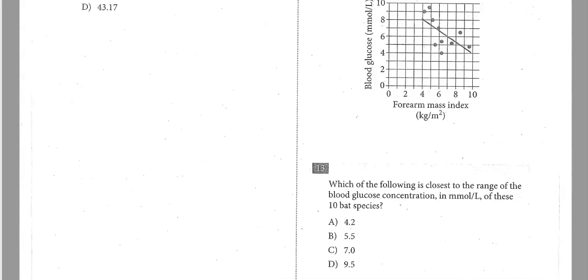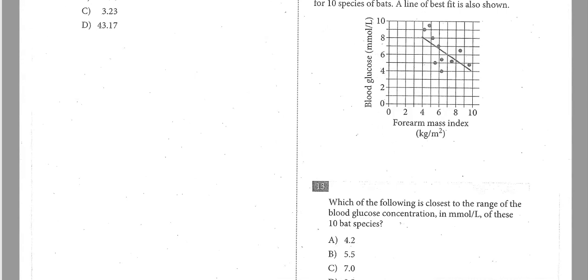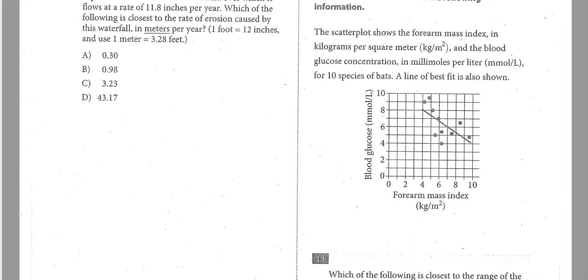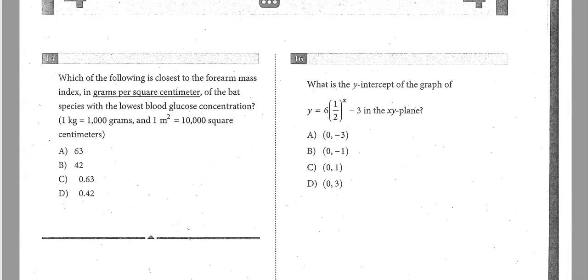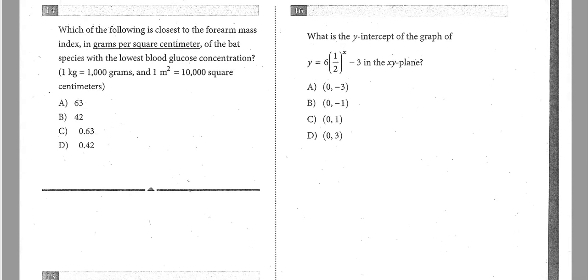So the lowest blood glucose would be this dude right here. 4 is the lowest blood glucose, and the forearm mass is 6. So we go down here, and that was 6 kg per m squared. But we need to get grams per square centimeter, so we have to do some changes. We have to get rid of some things.